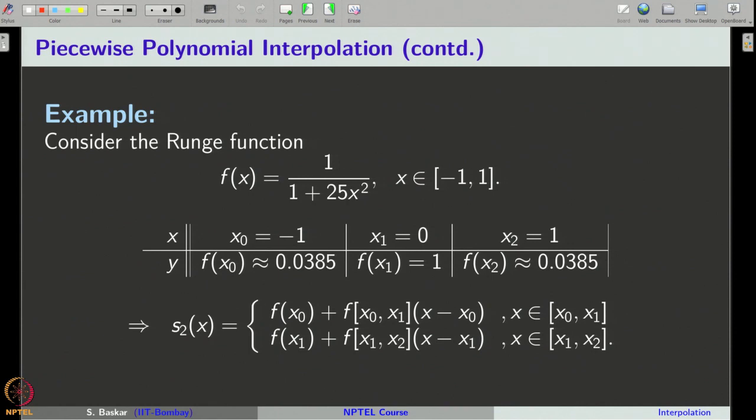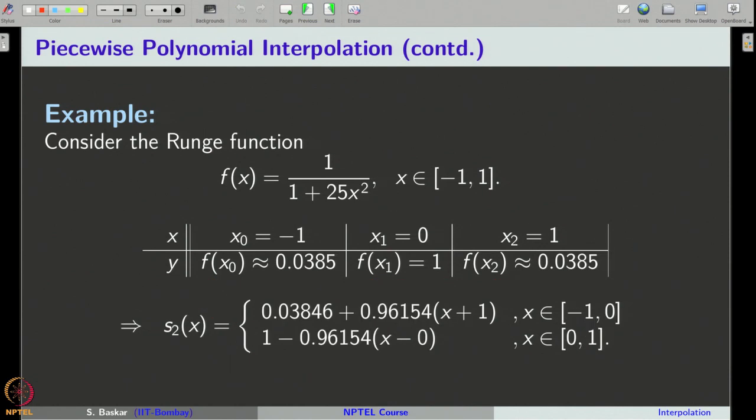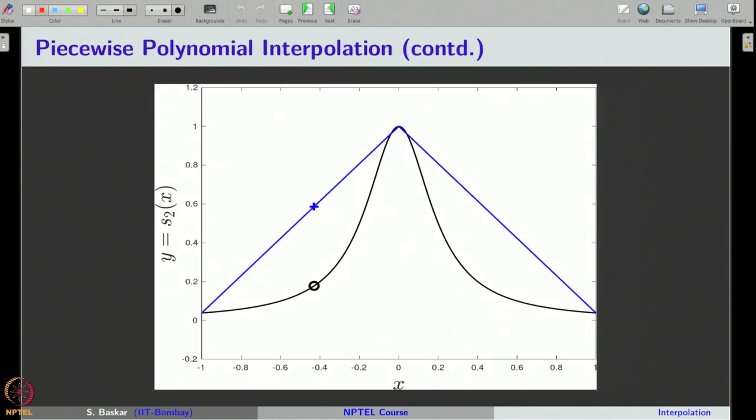If you are given some values to x0, x1 and x2 and correspondingly f of x0, f of x1 and f of x2 can be calculated from this function, and thereby you can get an explicit expression for the piecewise linear interpolation. Since you have two pieces of linear interpolations, we will use the notation S2 of x here. Let me take the nodes as equally spaced nodes. So, x0 is minus 1, x1 is 0 and x2 is 1, and find the corresponding values of the function f at these nodes, and you can now plug in these values into this expression. I leave it to you to do this calculation. You can see that the piecewise linear polynomial interpolating the function f of x at these node points is given like this. Let us see how this function looks like graphically.